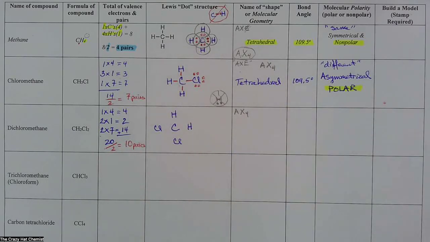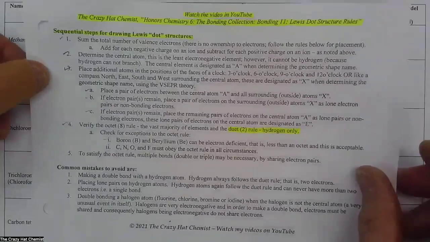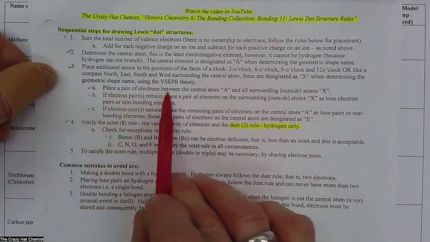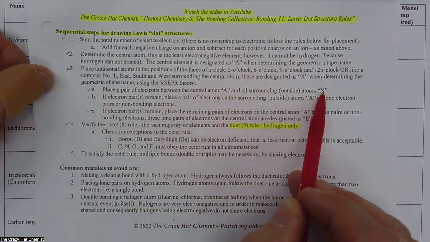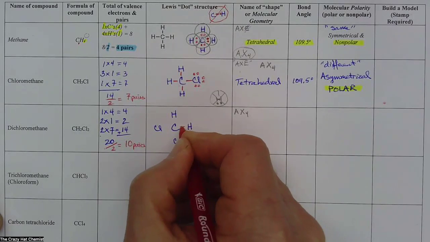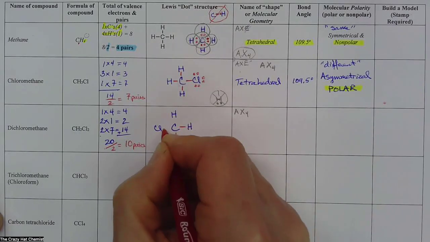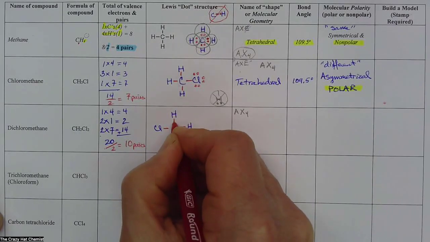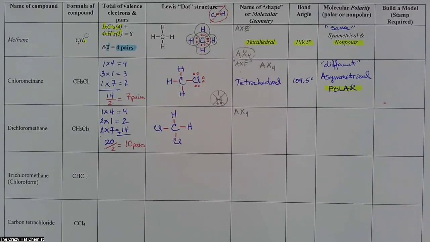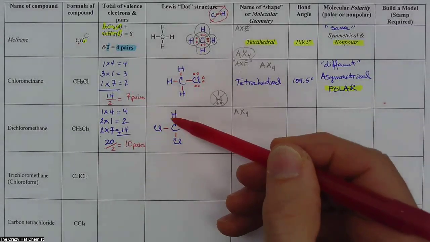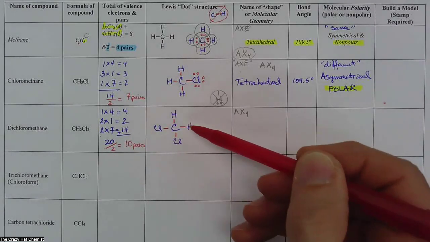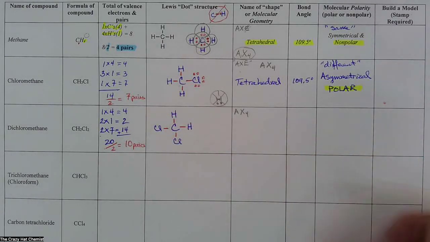Okay. Now what we're going to do is place these 10 pairs of electrons. Again, we are following the rules here. We're going to first place a pair of electrons between the central A and the surrounding outside atoms, the X's. So that is 1, 2, 3, and 4. Again, I'm following the same pattern of 3 o'clock, 6 o'clock, 9 o'clock, and 12 o'clock in the placement of the atoms and the placement of the electrons.